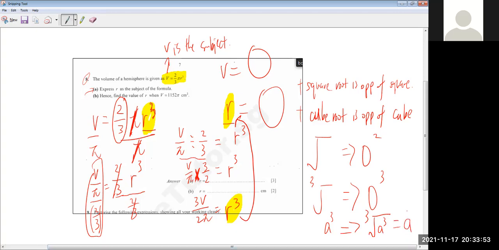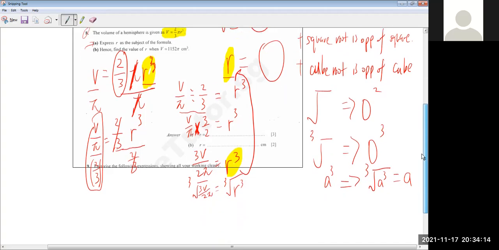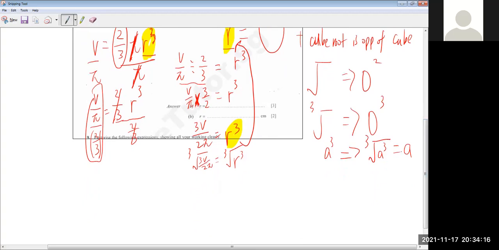Okay, so similarly, you have r cubed here. Then how do you get r? You cube root r cubed. So if you cube root r cubed on the right, then you also need to cube root the left side. Okay, so far so good? So once you cube root both sides, you are going to end up with r on the right, and you are going to end up with this on the left.